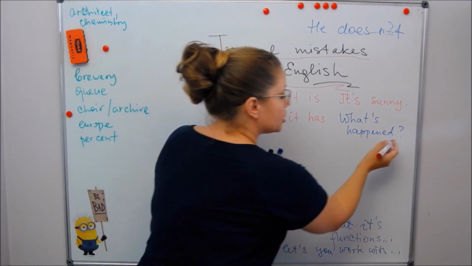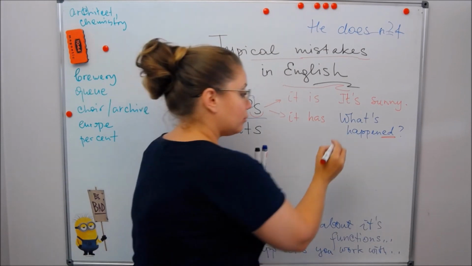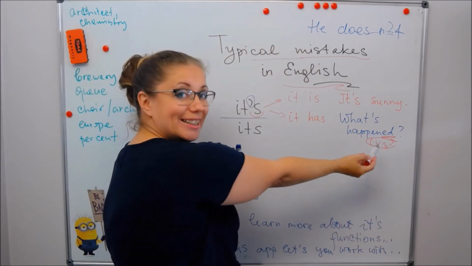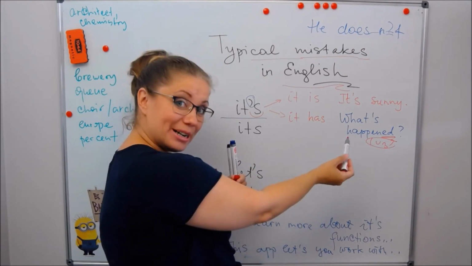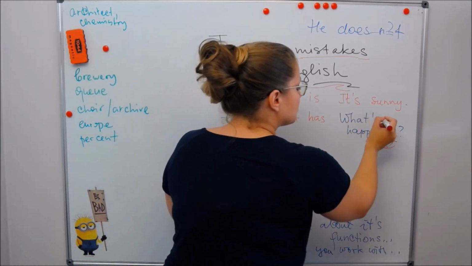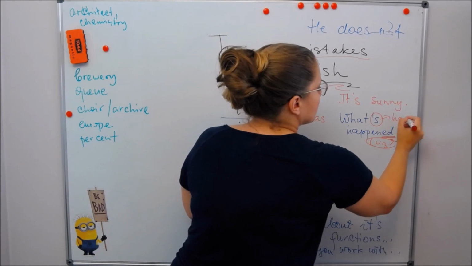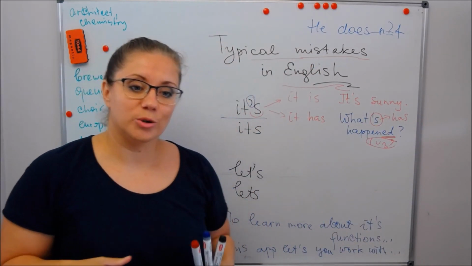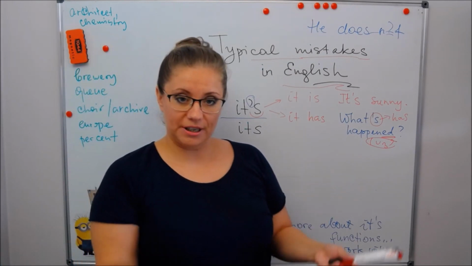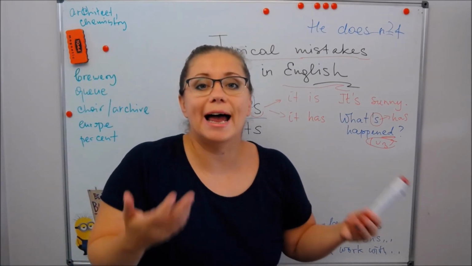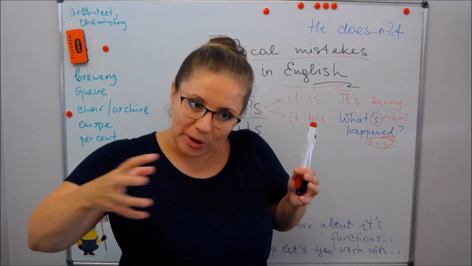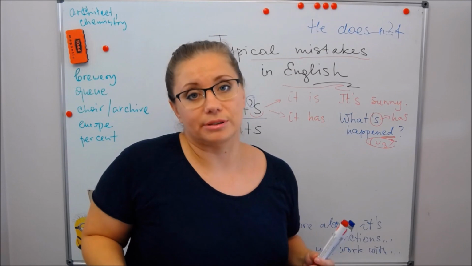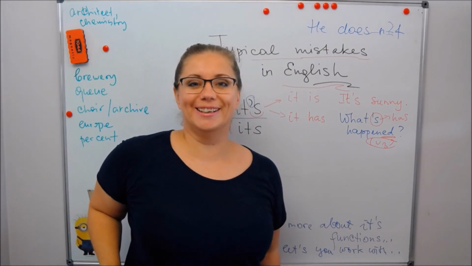Look at the structure. It's the third form of the verb, meaning that it's what tense? It's present perfect. And if it's present perfect, this S stands for has. So when you are asking about some finished action, you will say, what has happened? And to pronounce it faster, it will become what's happened. But it is not is.